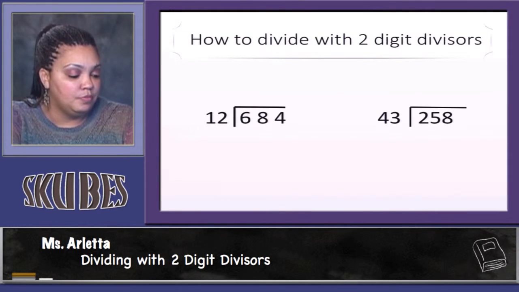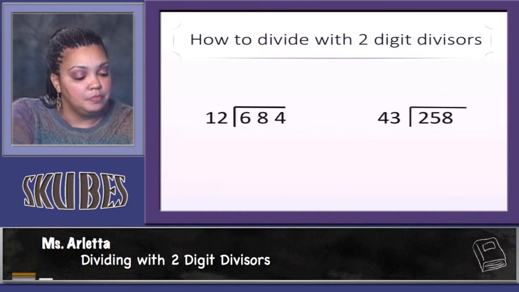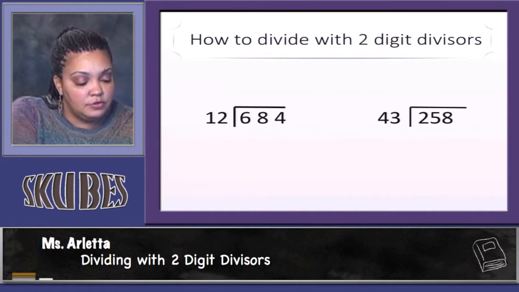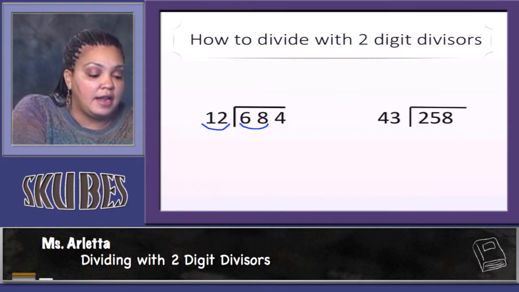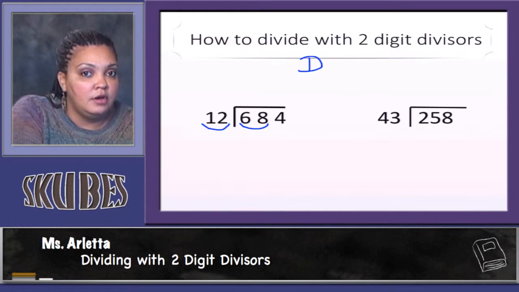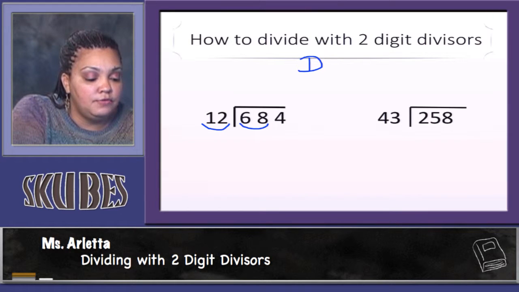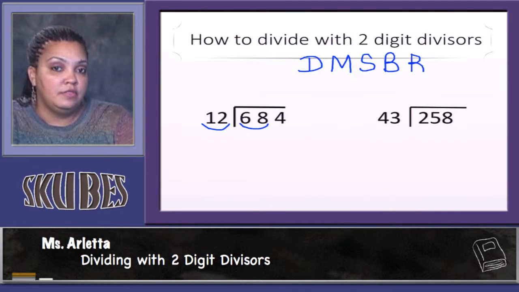Let's try a few. We'll start out with 684 divided by 12. You have a two-digit number here and a two-digit number there, so those are the two numbers that you'll start with when dividing. But before we begin, let's write those letters of the acronym. D for divide, M for multiply, S for subtract, B for bring down, and R for repeating the steps.